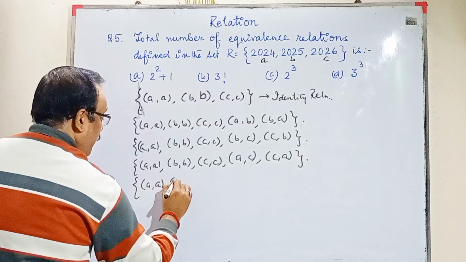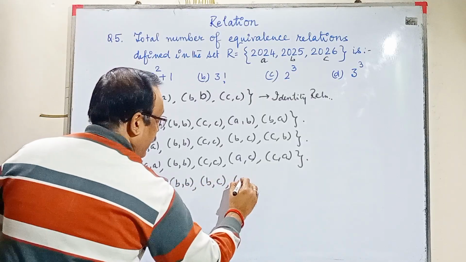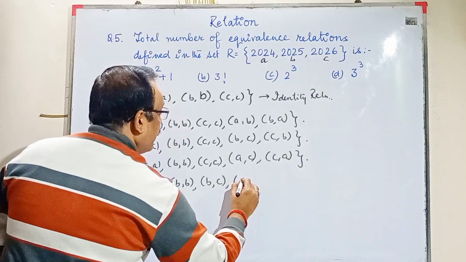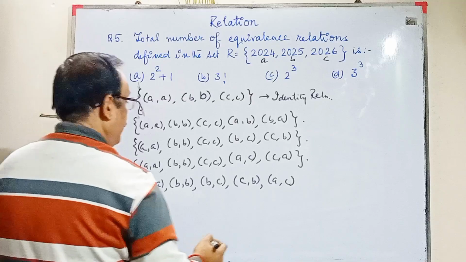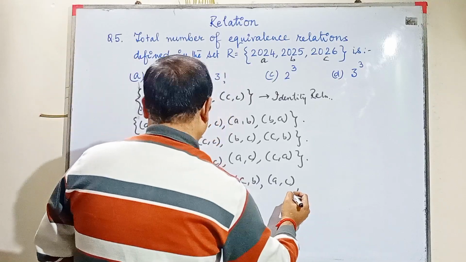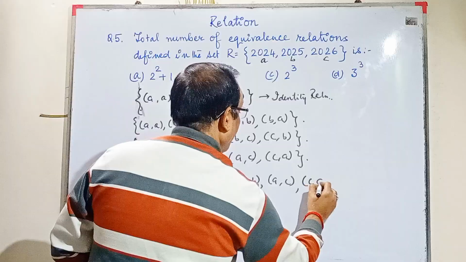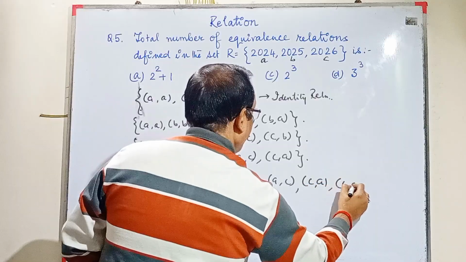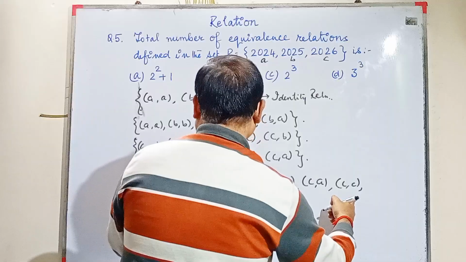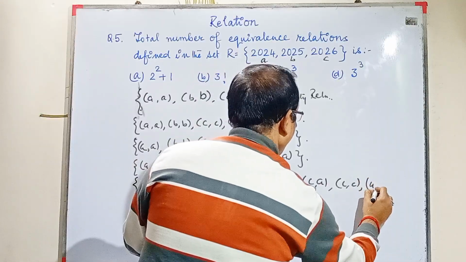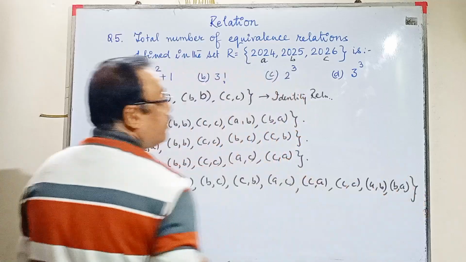AA, BB, BC, CB, AC, CA, CC. AA, BB, CC, AB, BA. This is also equivalence relations.